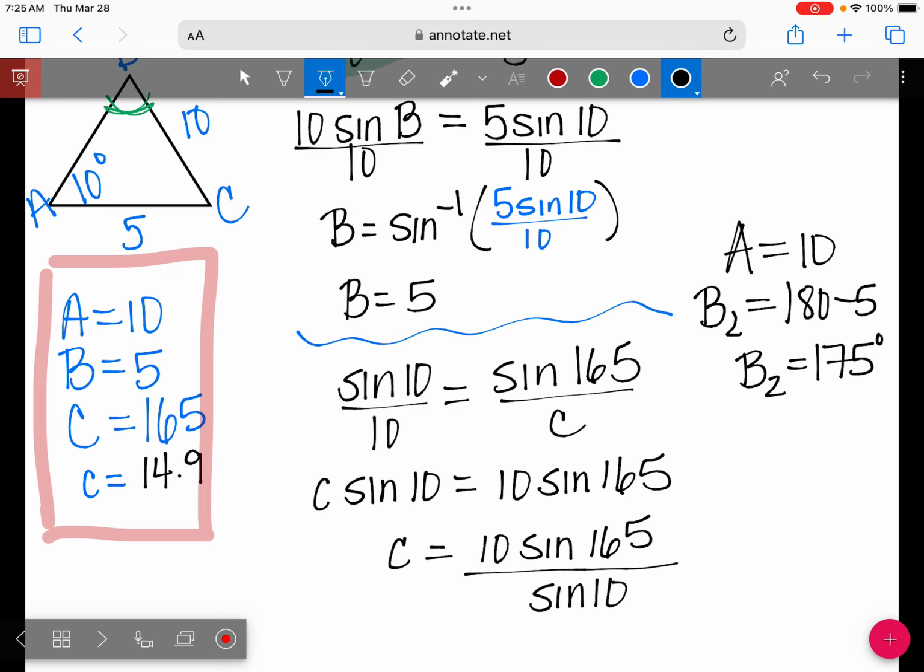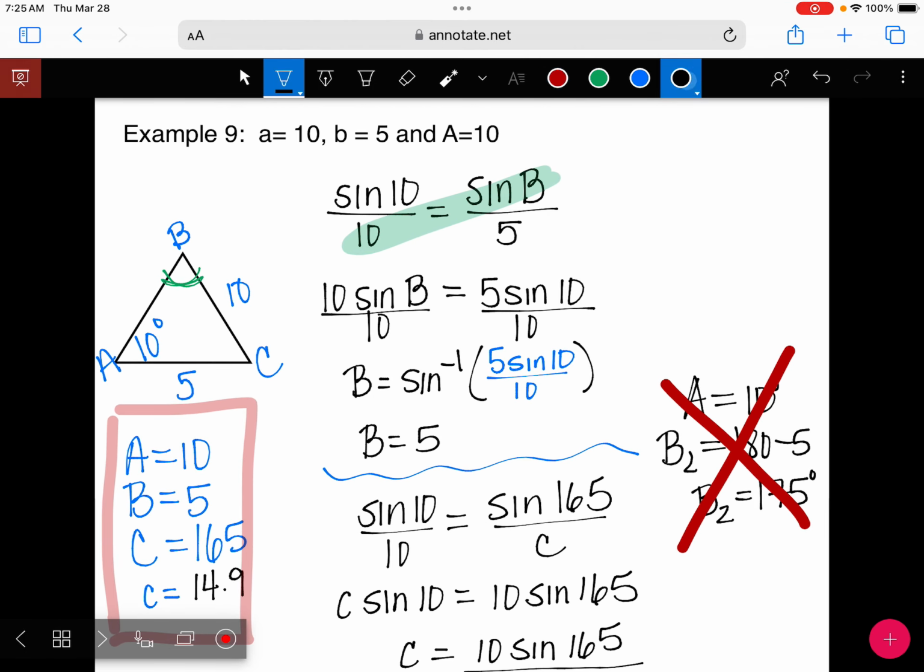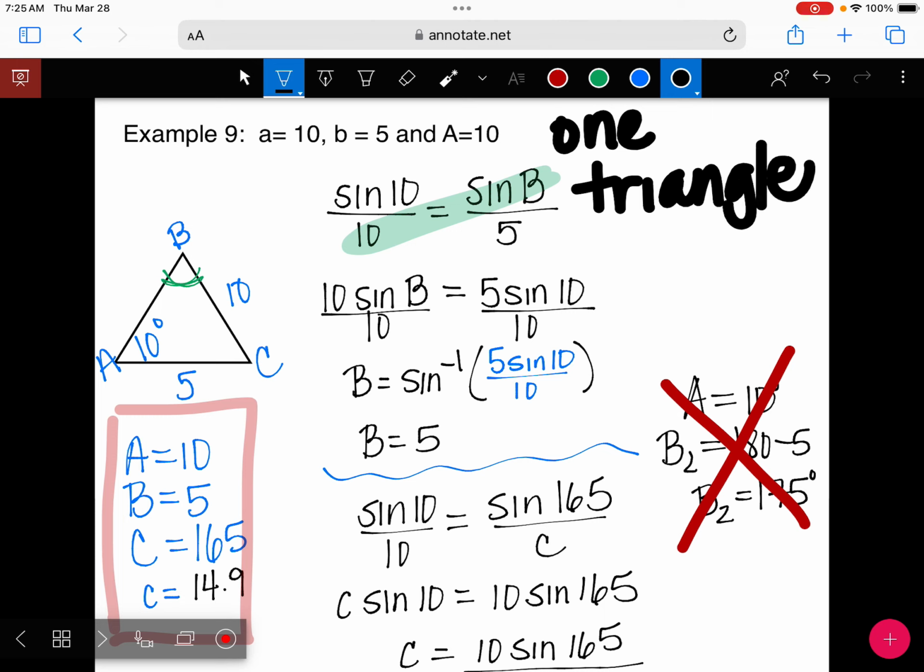So with that information, with those 2 angles that we have, is it possible to have a third triangle? No. Because those 2 angles alone add to more than 180. So this is not going to work. So there is no second triangle. We only have 1 triangle. And that is the ambiguous case. 1 triangle. Can't have 2.